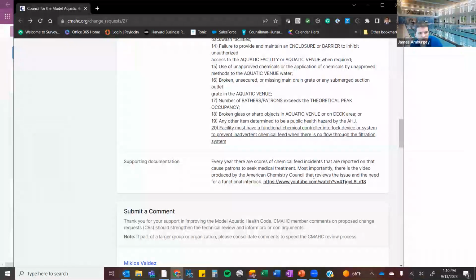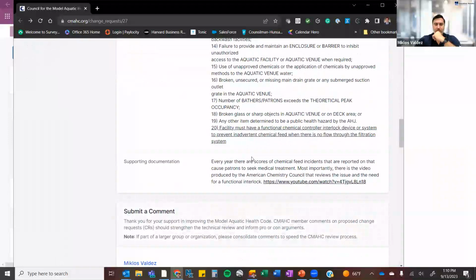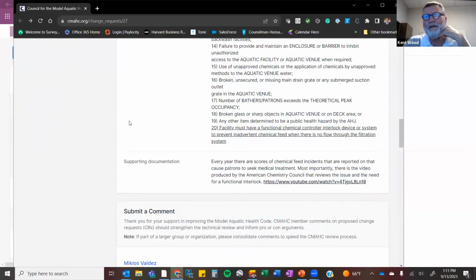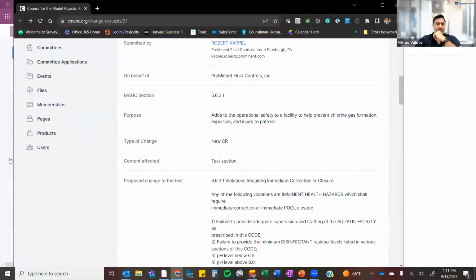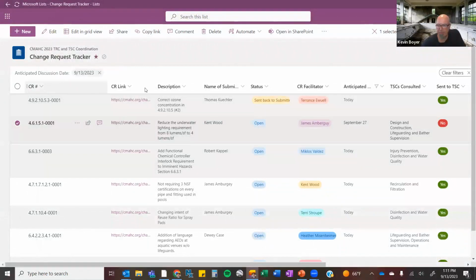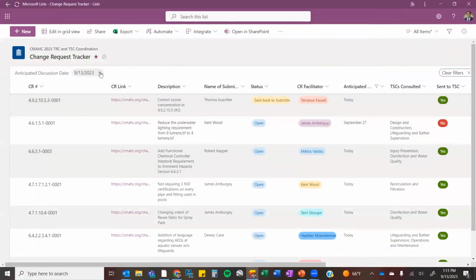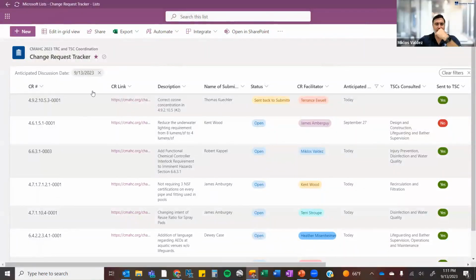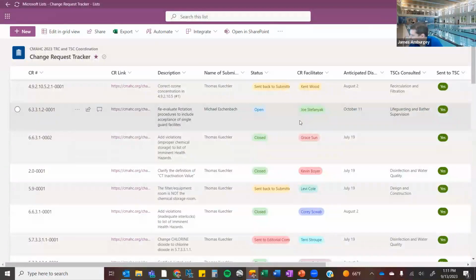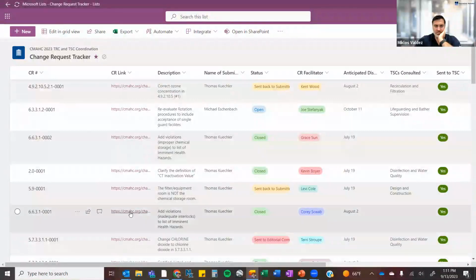Is this in the closure section? Yeah, it's the imminent health hazard, 663. Tom Keckler just sent a chat that it's the same intent as his 6.6.3.1-1. That must have been the meeting I missed. Yeah, third one down. That's the one I just pulled up. I guess there's three of those. Here we go. We closed this one.